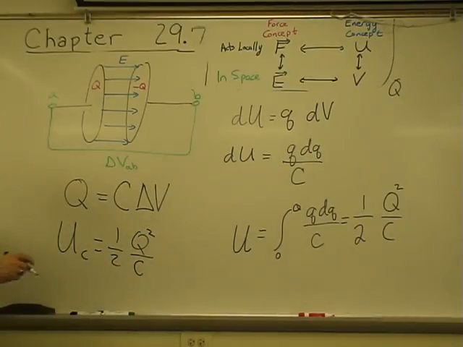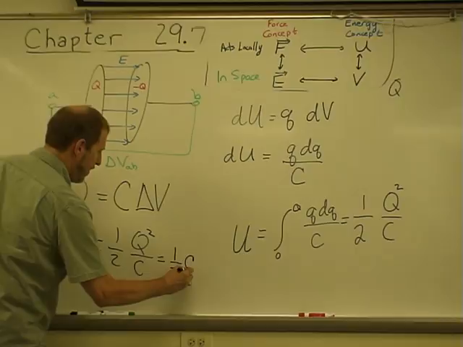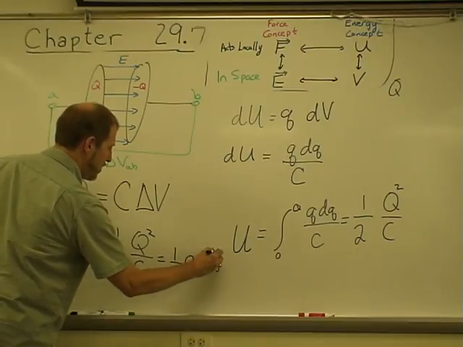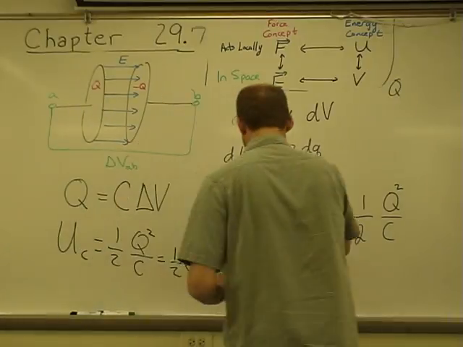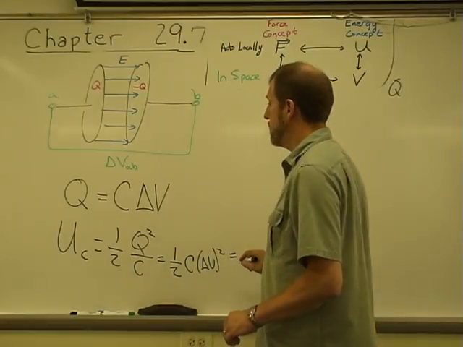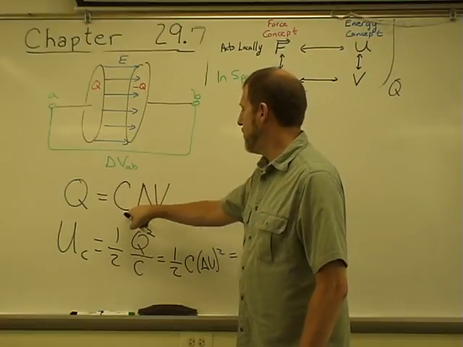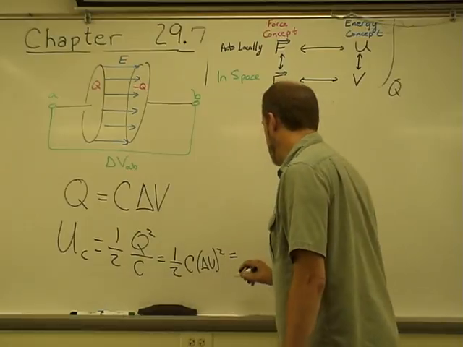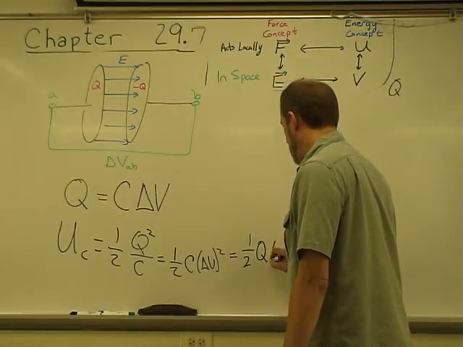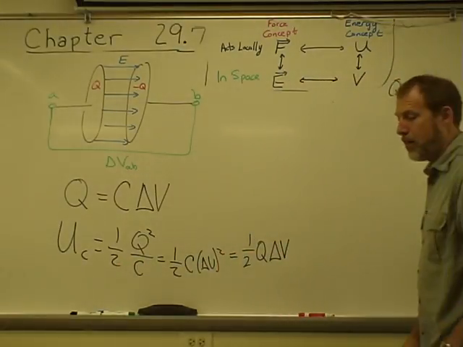Because I've got the relationship Q is equal to C delta V, I can write that as 1/2 C times the change in potential squared, that's replacing Q with C delta V. If I replace C with Q over delta V, then I have 1/2 Q delta V. All three of these representations represent the energy stored on the capacitor.